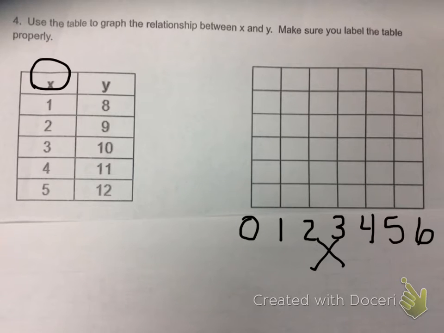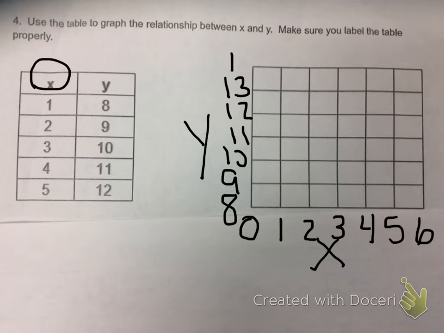And then I need to also label my y-axis, which is the up and down, and then label the lines on the y-axis so I can best graph my points. So we are counting by 8, 9, 10, 11, 12. So I'm going to go ahead and start skip count by ones, but instead of starting at 0, I'm going to start at 8 down here. 9, 10, 11, 12, 13, and 14.